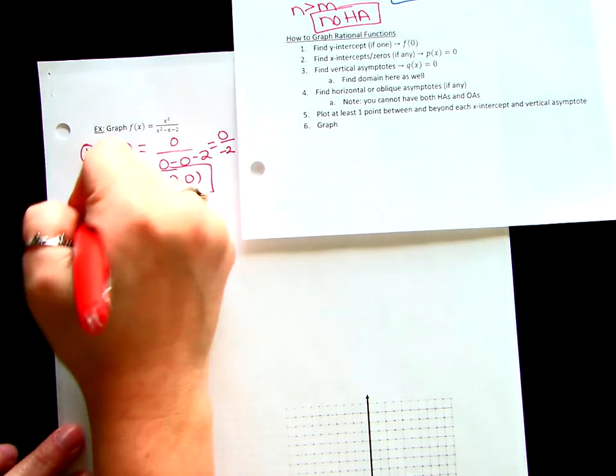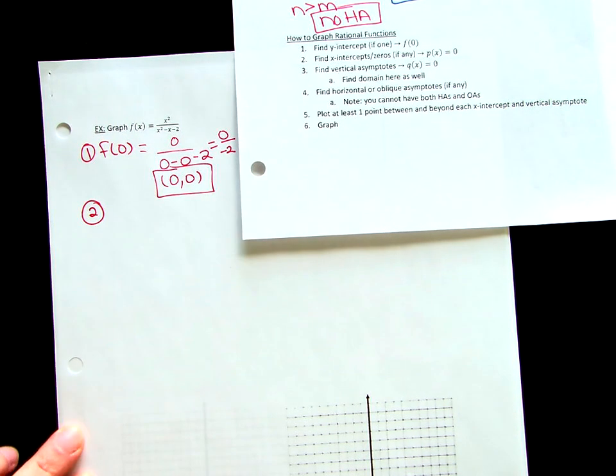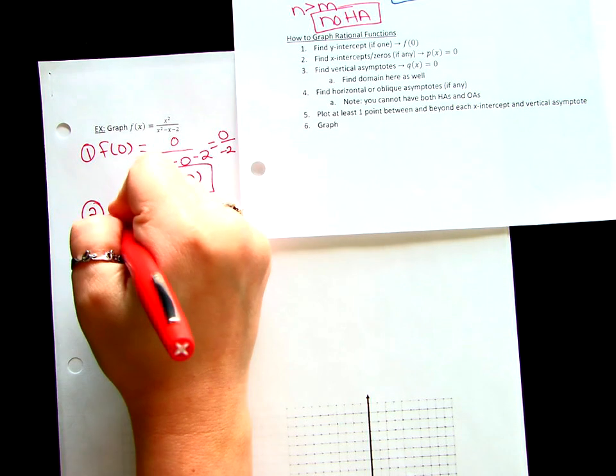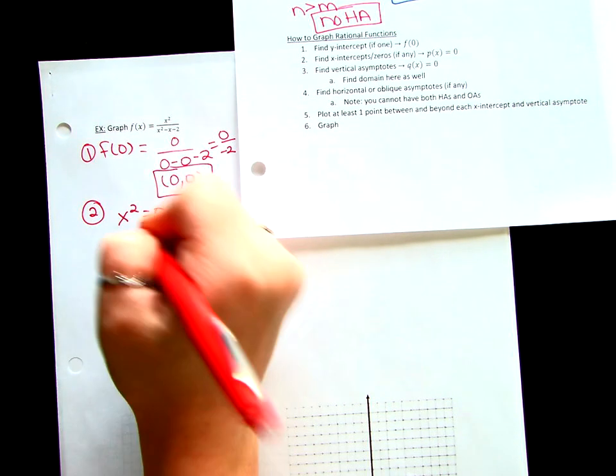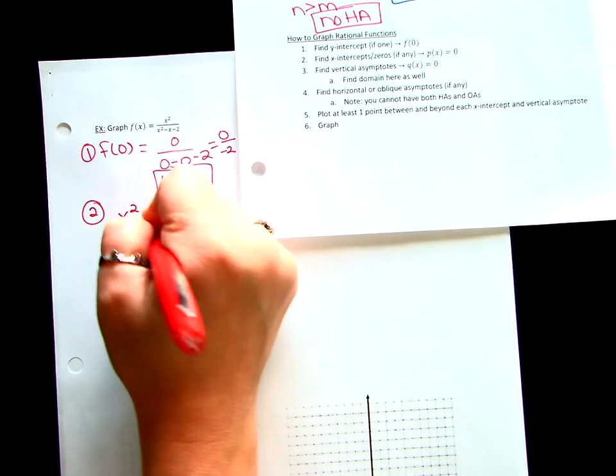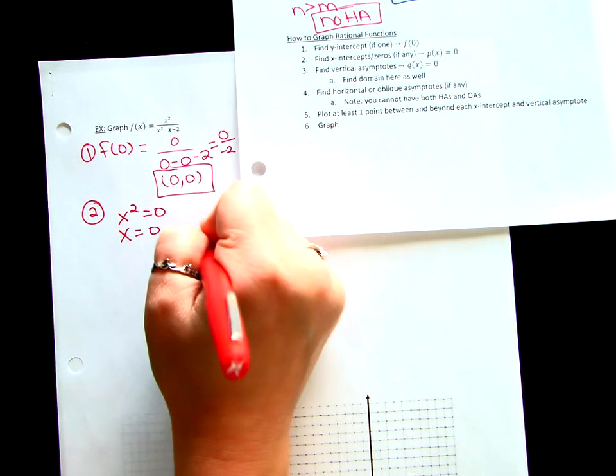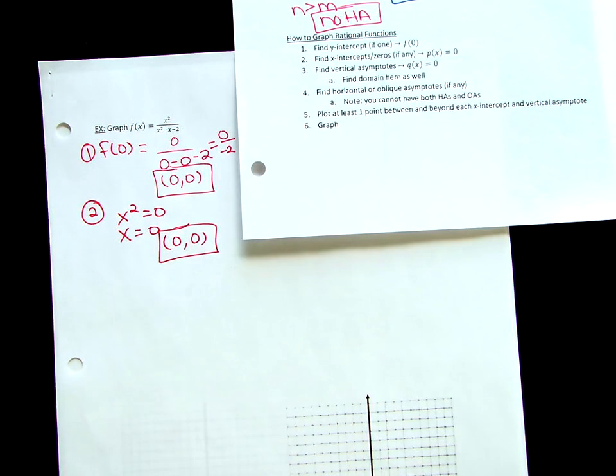Step 2, I need to find x-intercepts or zeros. That's where I set my top, my numerator, equal to 0. So x squared equals 0, so I have x equals 0. (0, 0) again. If you find your y-intercept is (0, 0), automatically you know you have an x-intercept there as well. But we don't know if that's our only one. In this case, it is our only one, but we could have had more depending on what the top had looked like.